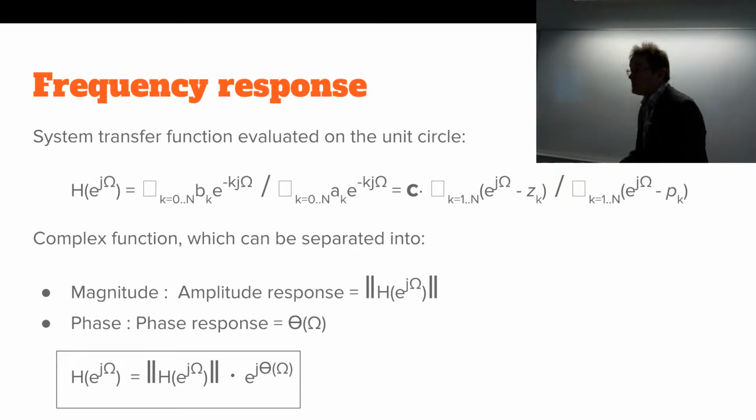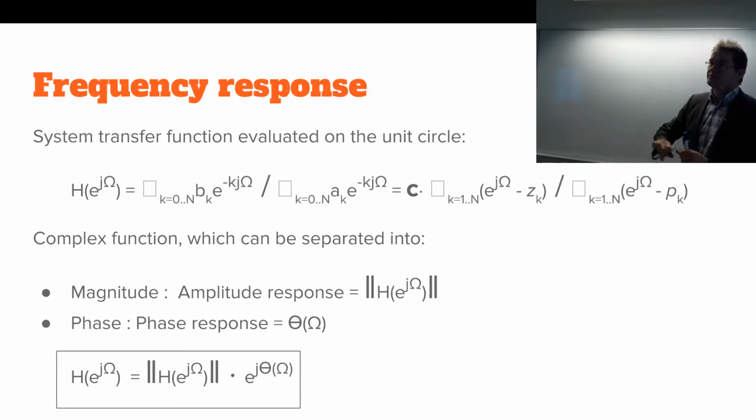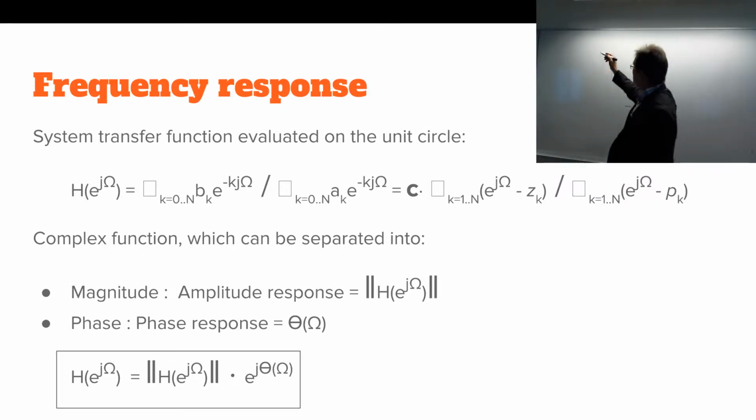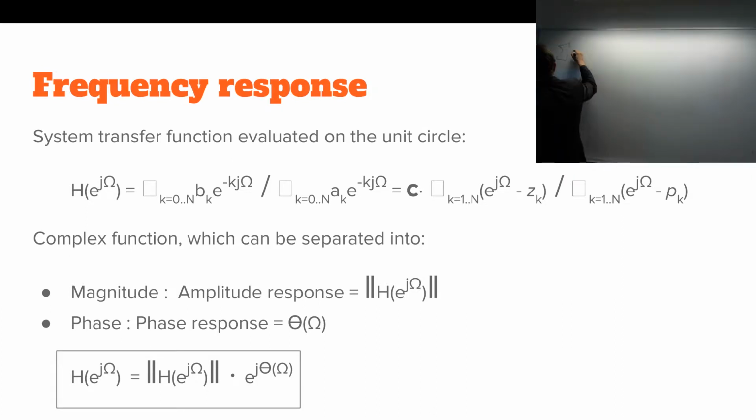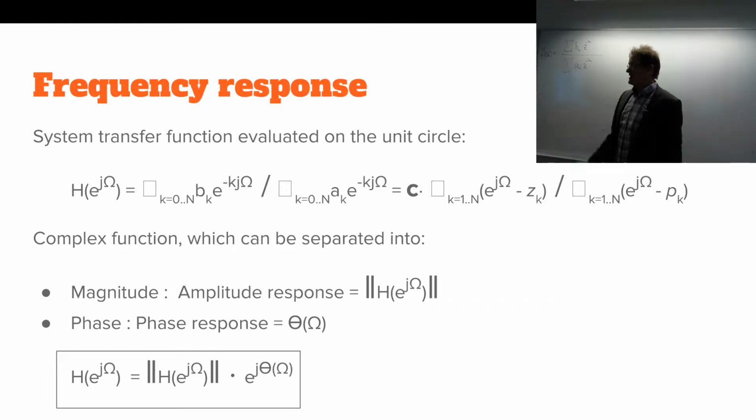All right, so frequency response. We have the normal transfer function H of z of an LTI system, a linear time-invariant system. I started like that, which is simply the sum of the terms p_k times z to the minus k, divided by the sum of a_k z to the minus k.